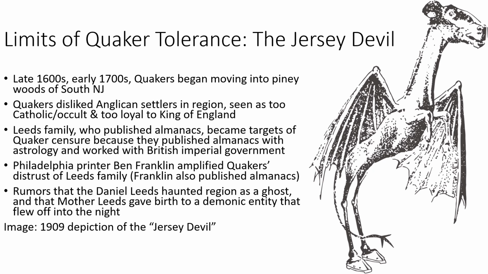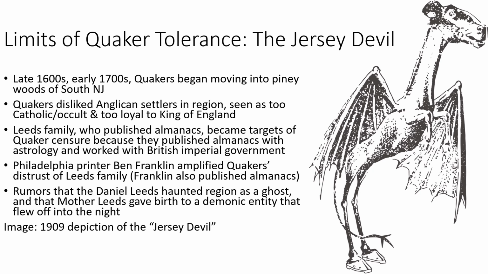The Quakers did not like the Anglican or Church of England loyal settlers that they encountered in the region. The Quakers did not like the Church of England. It was too showy. They thought of it as being too much like the Catholic Church, and even being occult, too mystical for them. And also, a lot of the settlers in the region were more loyal to the King of England than the Quakers were. The Quakers had been persecuted back in England. They had very little reason to like the King of England, whereas the Anglican settlers of New Jersey were more likely to like the king.